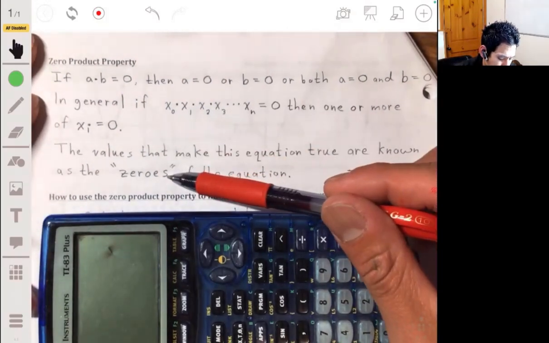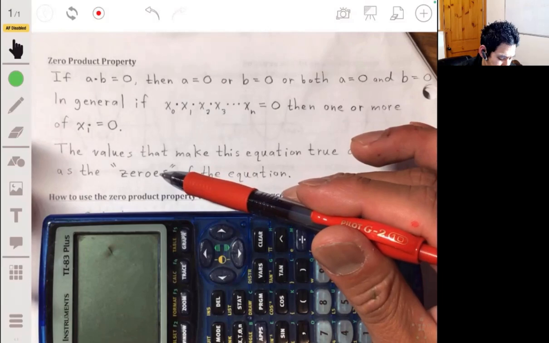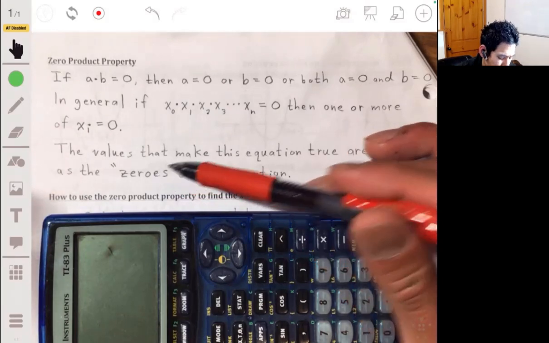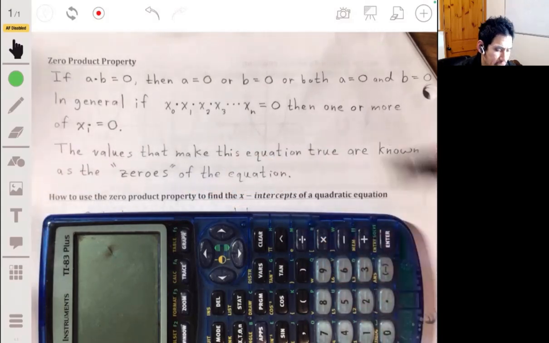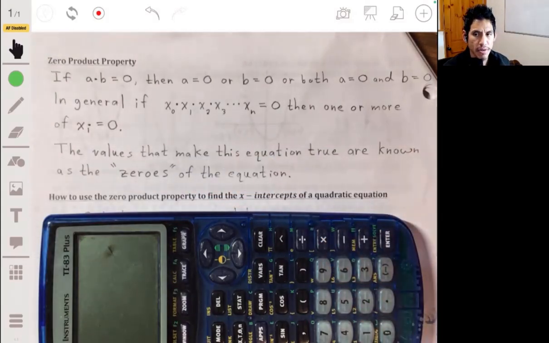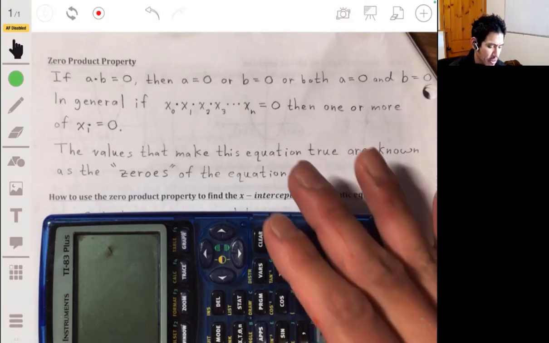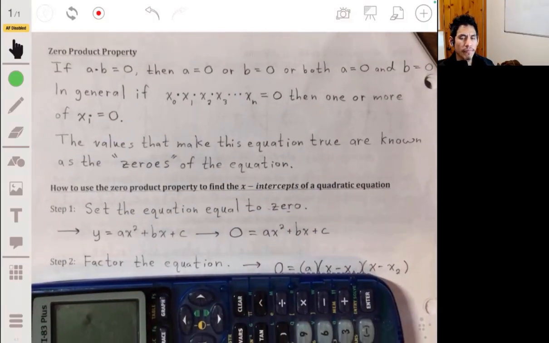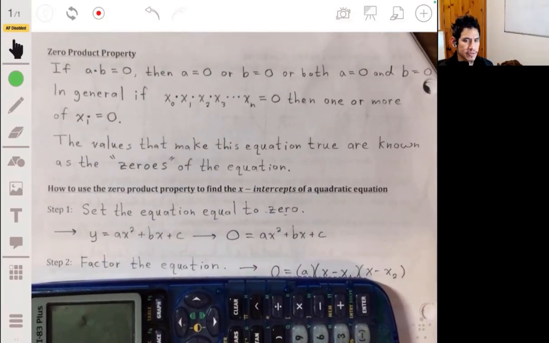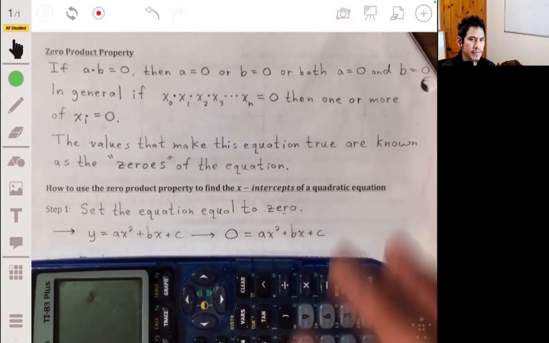Now, make sure you don't mix this word up, because students will. When we say zeros of an equation, we're talking about x-intercepts. We're not talking about x being zero. They're called zeros because the y value is zero there, but it doesn't mean plug x equals zero into the equation. So here are some steps that I'll typically advise my students to use when applying this.